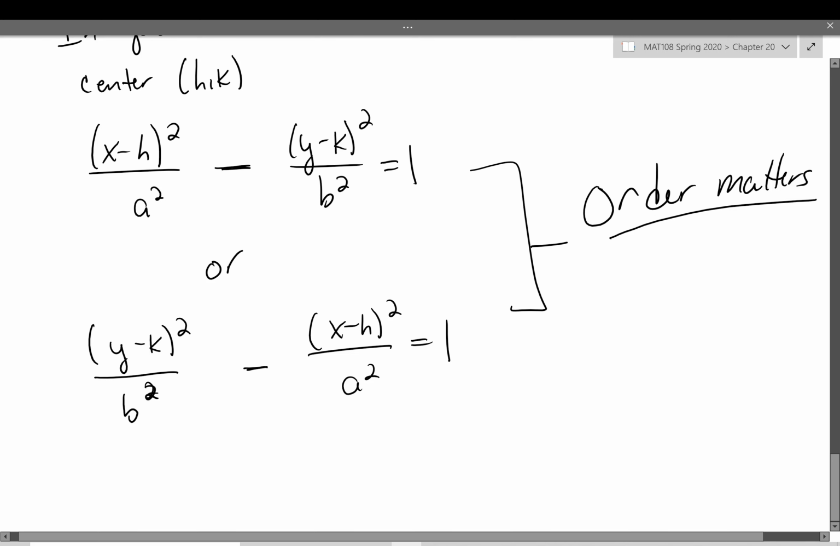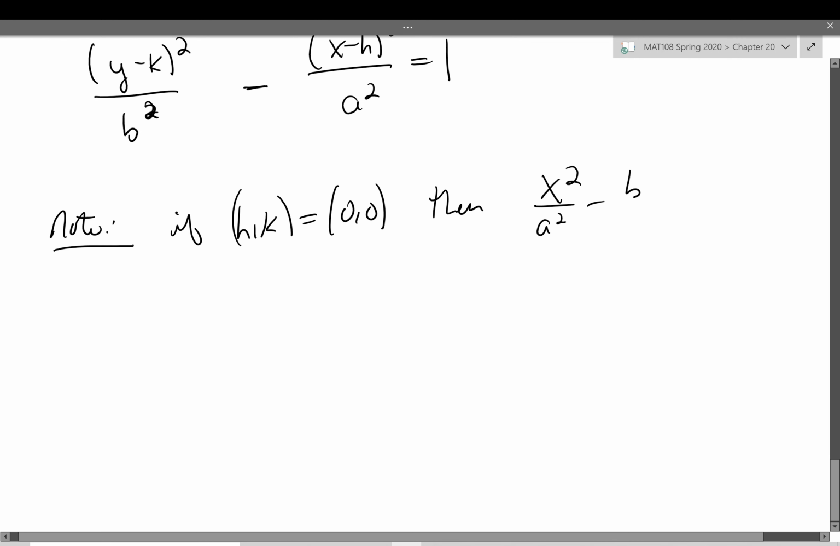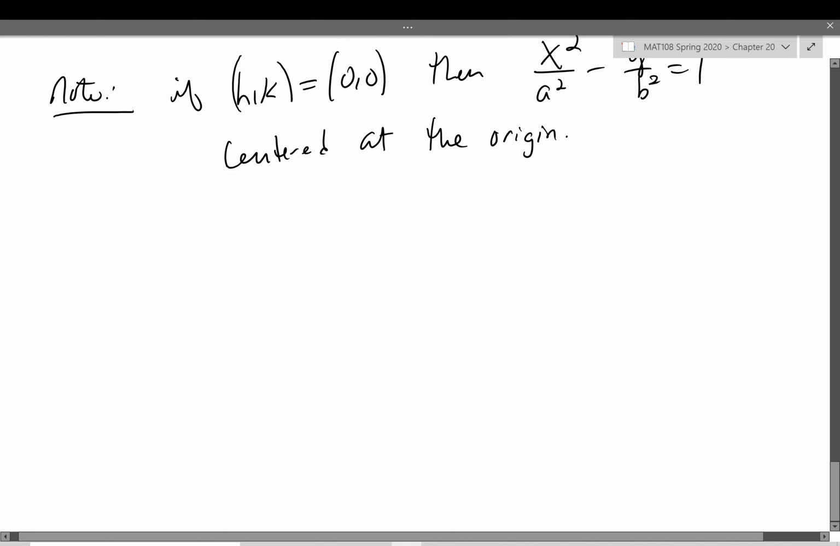So let's go ahead and do some examples, okay? So note, if the center (h, k) equals (0, 0), then x² over a² minus y² over b² equals 1 is going to be our hyperbola centered at the origin. Okay? All right, so example time. x squared over 16 minus y squared over 25 equals 1. Okay?